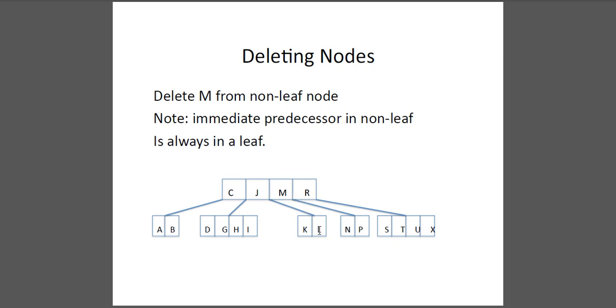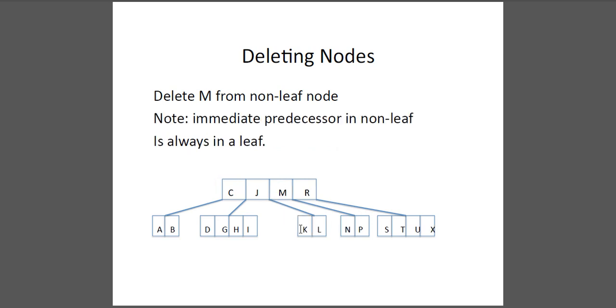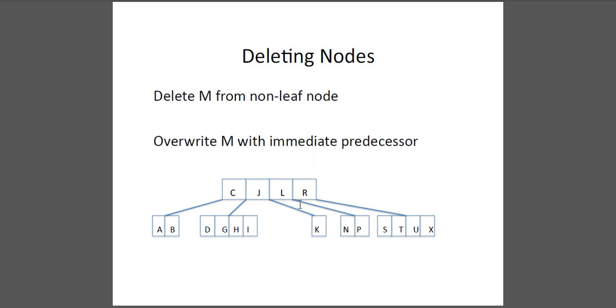So in that case, when you delete M, then you can overwrite the M with its immediate predecessor L. You can see here the immediate predecessor is L. So in place of M you can place L. So I'll get this position, right?